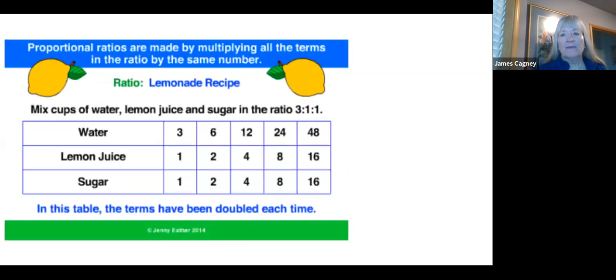And I can also write them as a table. So notice for these, this is the proportional table. For the water, I multiplied everything by 2. Lemon juice, I multiplied everything by 2. Sugar, I multiplied everything by 2 also. So in this table, all of the terms have been doubled. So this is proportional ratios for this particular lemonade drink that we have.